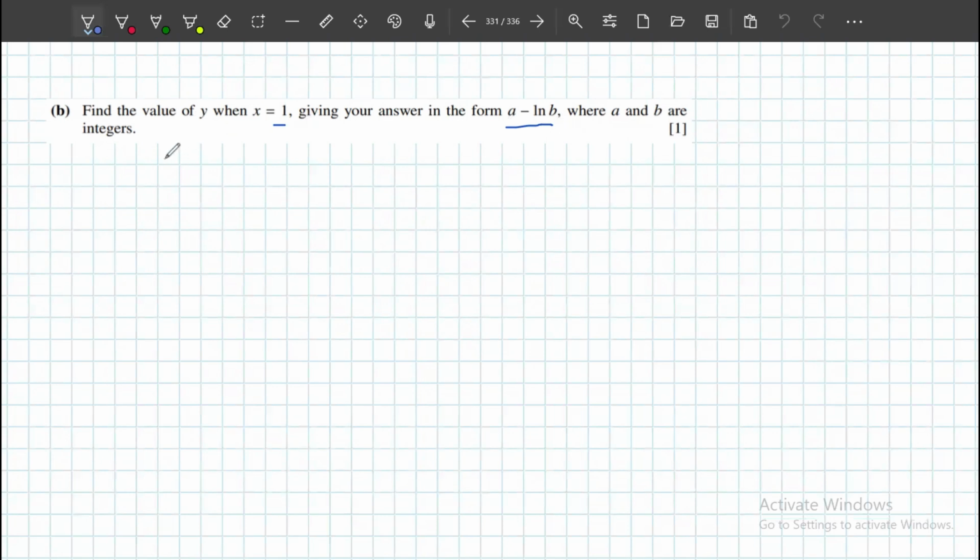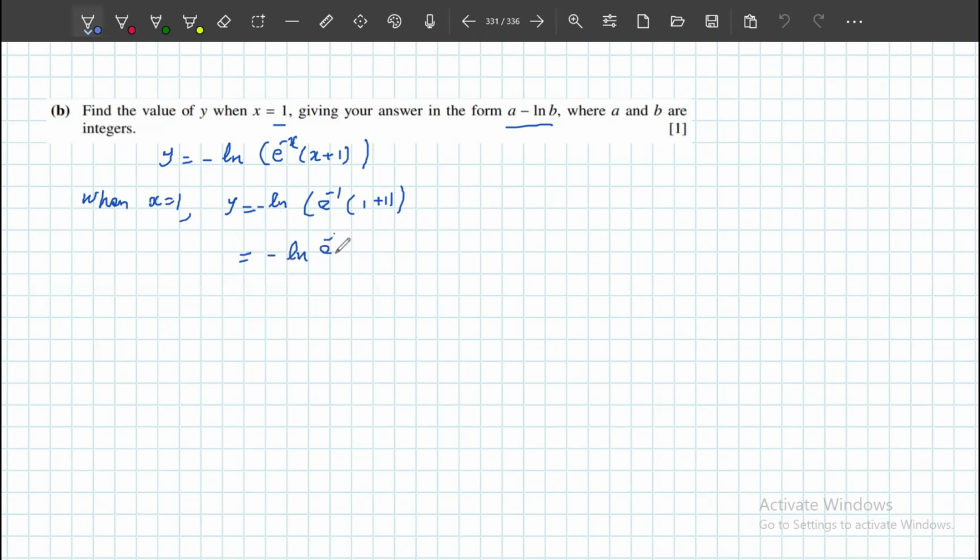So remember that our first part answer was y is equal to minus log of e power minus x bracket open x plus 1. So now when x equals 1, this becomes what? So we will replace back y is equal to minus log of e power minus 1 into 1 plus 1. I remember that there is a minus sign as well. So minus log of e power minus 1 into 2.